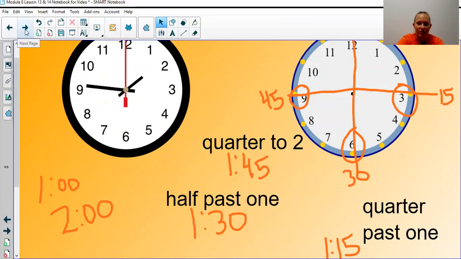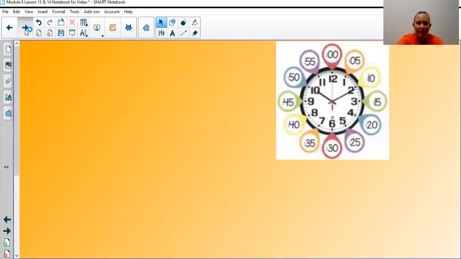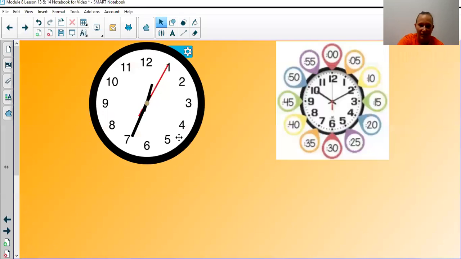So now let's take a look at the clock on this page. If you look closely at this clock right here, you can see there's little hash marks here. Each one of those represents 1 minute going around the clock for a total of 60 minutes, because like we said before, there are 60 minutes in an hour.